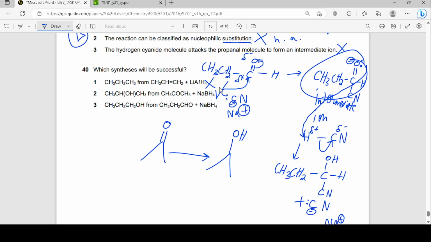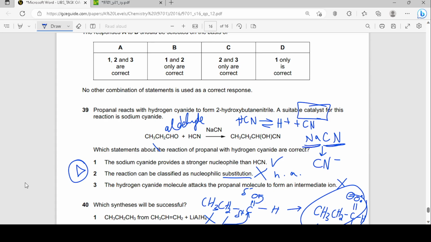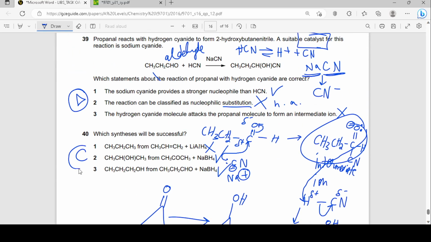So what about 3? So you have CH3CH2CHO, which is this thing, and you want to reduce it using NaBH4. Can NaBH4 reduce an aldehyde? Yes, it can. It cannot reduce carboxylic acids though, because it's a weak reducing agent. But it can reduce aldehydes or ketones, and so this will become CH3CH2CH2OH. Yes, that matches with what they wrote in the question. So that means that 2 and 3 are right, and since 1 is wrong and 2 and 3 are right, which option is that? C. Okay, so the answer is C.